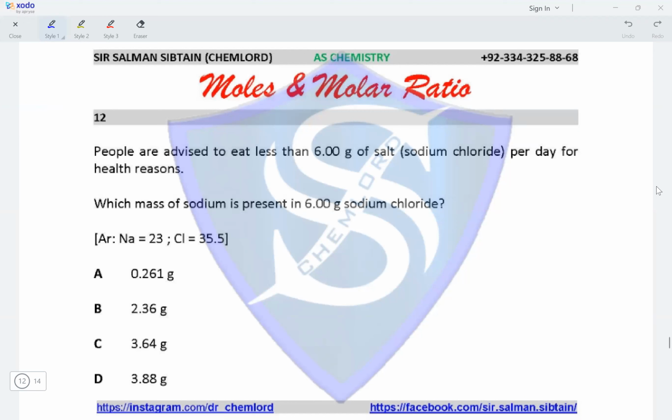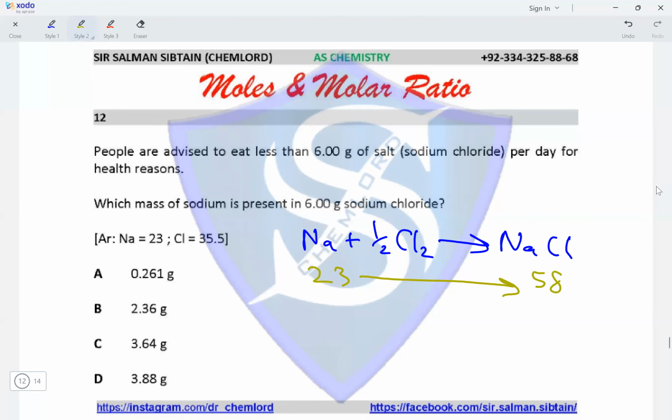Question 12. People are advised to eat less than 6 grams of salt, sodium chloride, per day for health reasons. Which mass of sodium is present in 6 grams of sodium chloride? So, according to the equation, Na plus half Cl2 produces NaCl. The Ar of sodium is 23 and the Mr of sodium chloride is 58.5, which is 23 plus 35.5.